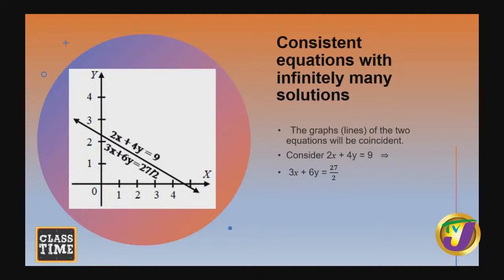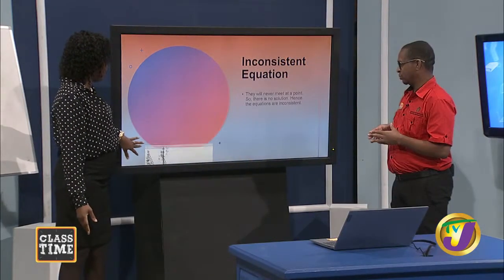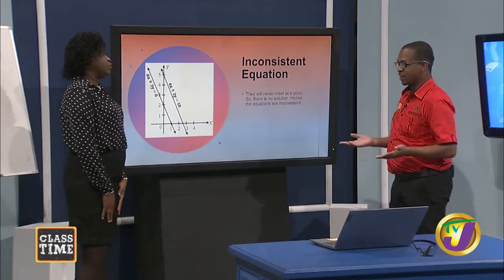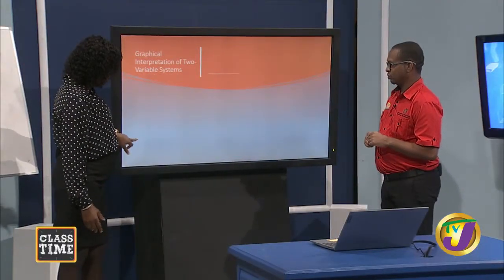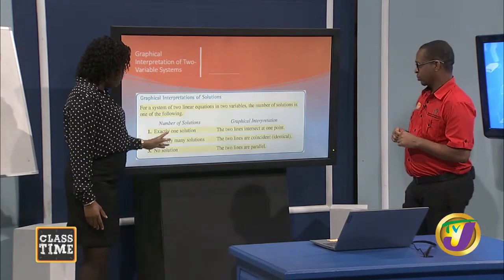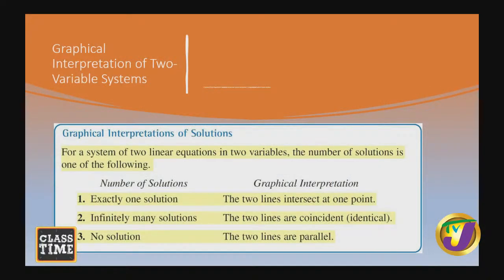And the third one we mentioned was an inconsistent equation, where there is what? There is no point of intersection. No point of intersection. Two lines come to mind where they never intersect, they never meet. Parallel lines. Yes, so once they are parallel lines, it means there's no solution. Okay, so this is what you were just saying. Exactly one solution: the two lines have one point of intersection. Infinitely many solutions: the lines are completely identical. And no solution: they are parallel and have no point of intersection.